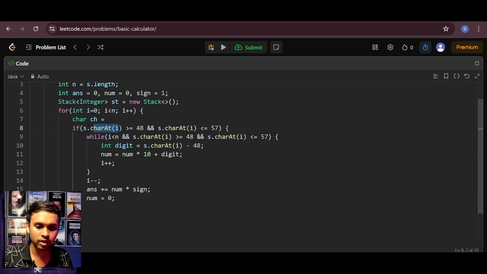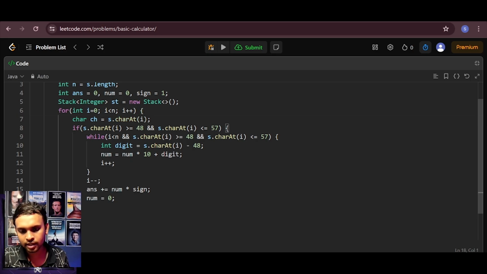Over here guys, one thing: I am taking this ch for all the else if conditions, but if you are using this ch, be careful that after every iteration this ch should change, right? I am taking this s.charAt(i), this will give me the character at that iteration, but if you use a stale ch, that might give you an error, because ch will be stuck with whatever the character was when you started. So it will basically be s.charAt(i), I'm just storing this, right?